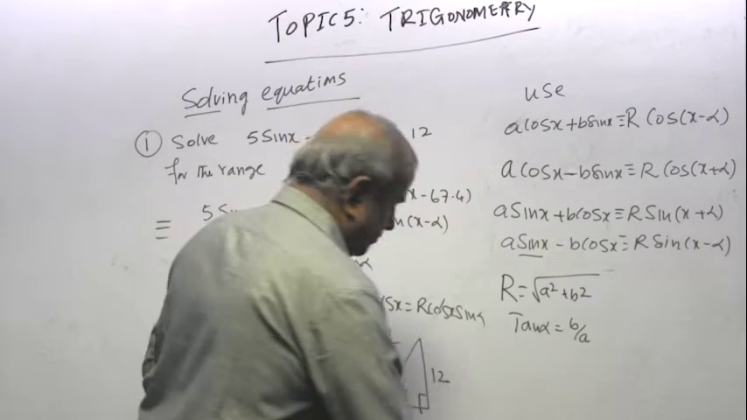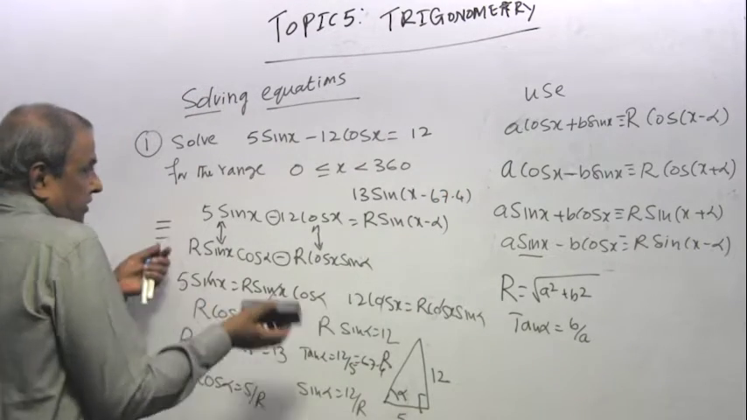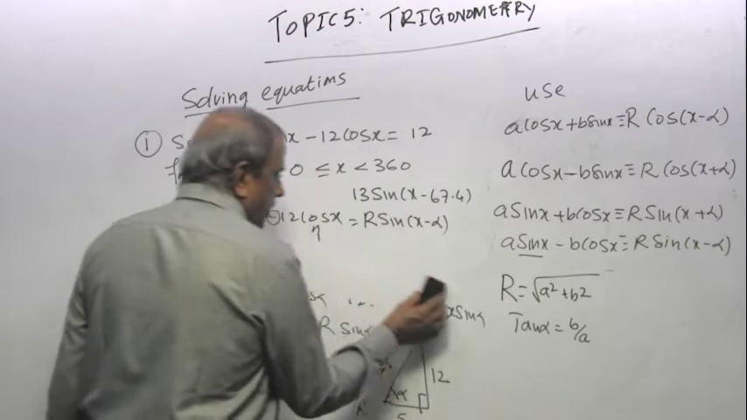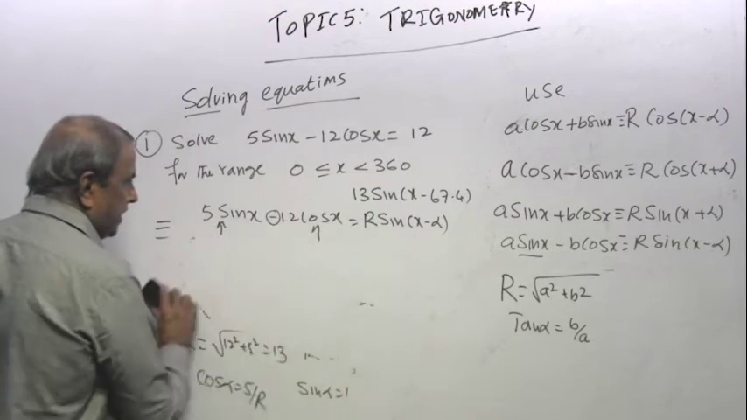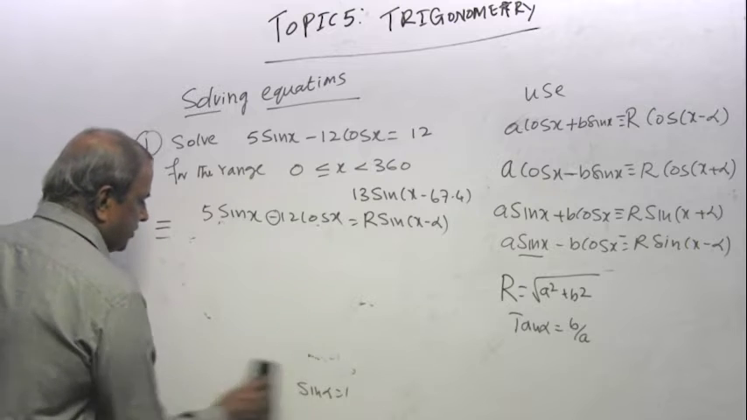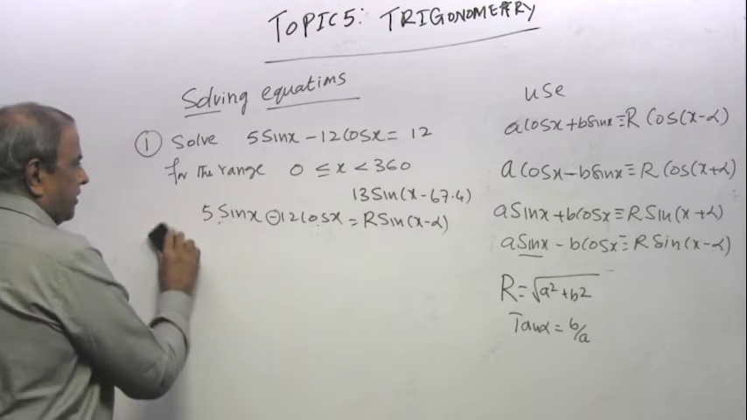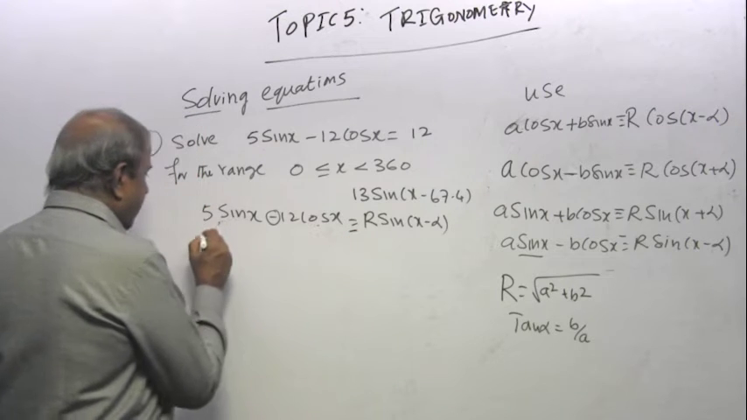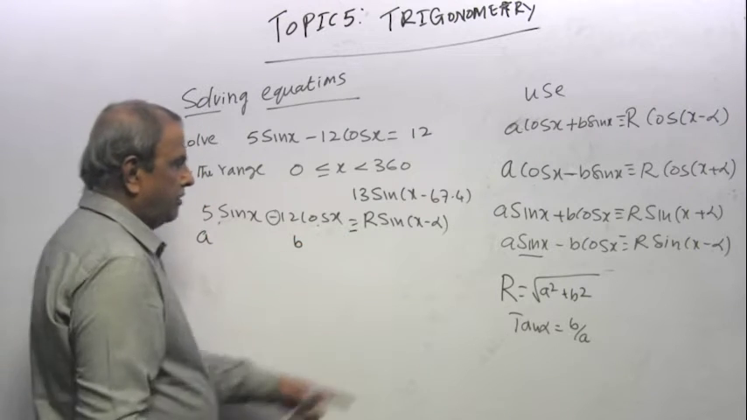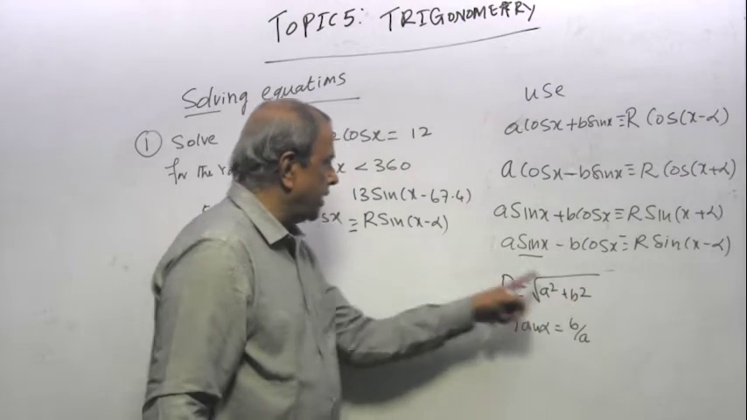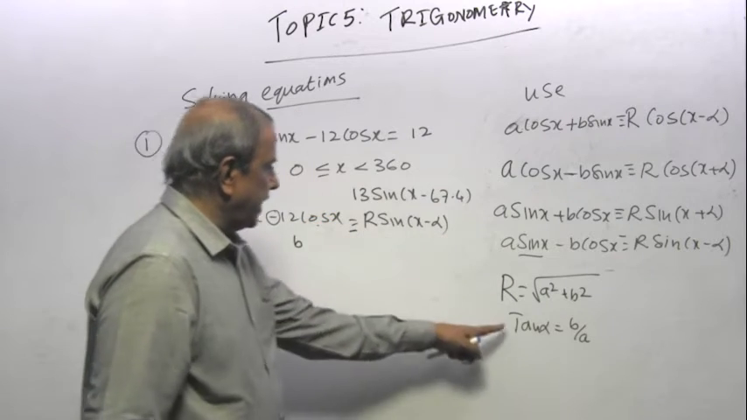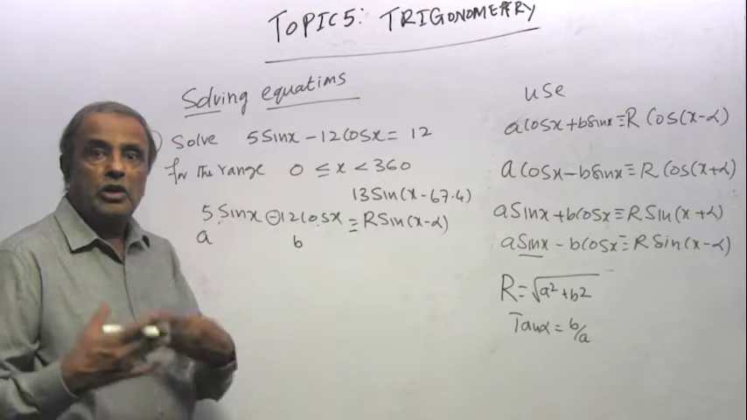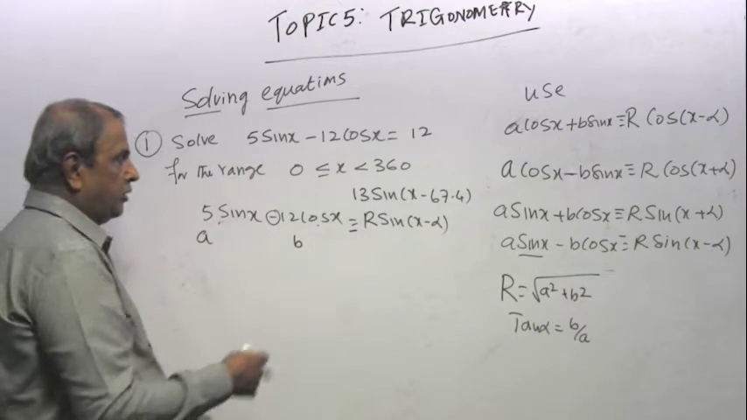Yeah, but this is how you do it. There's nothing wrong. Compare coefficients and find out. But do you see that formula which I have written? As long as you are convinced that this expression is correct, your a is 5, your b is 12, r is 5 squared plus 12 squared under root. You get 13. Tan alpha is 12 over 5. You get 67.4. You can do it directly. From next question, I'll do it directly.